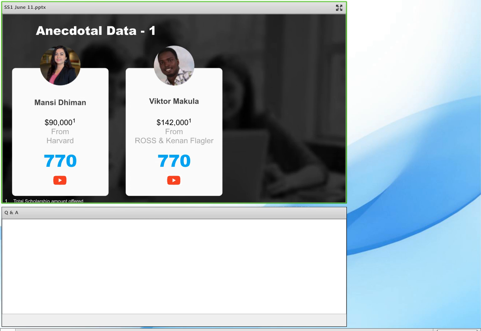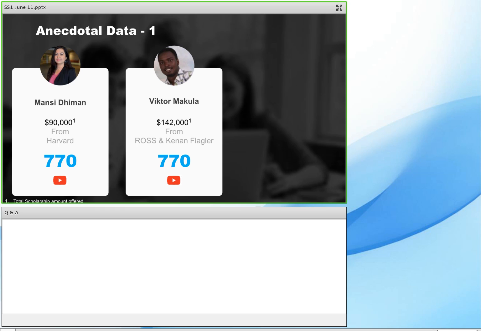So this was statistical data. Here's some more anecdotal data, which are real case studies. Two of our former students, Mansi and Victor, both scored 770. Mansi got a full ride from a bunch of schools. She went to Harvard, where she got a 90K scholarship.